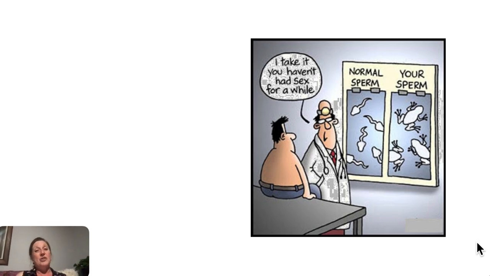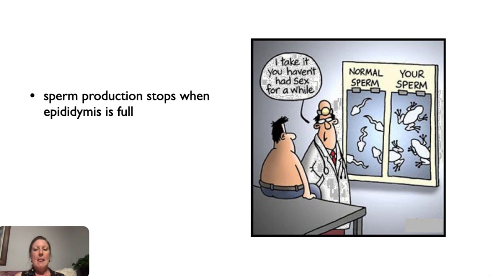And I just had to include this cartoon because it makes me laugh every time. Sperm production is constant from puberty to andropause, and it is occasionally ejaculated whether you want it to be or not. Here, the doctor is saying, I take it you haven't had sex for a while because the normal sperm have, because they look like tadpoles, started to turn into frogs. Just want to let you know that's not actually what happens. We do make sure there's a fresh batch available periodically.